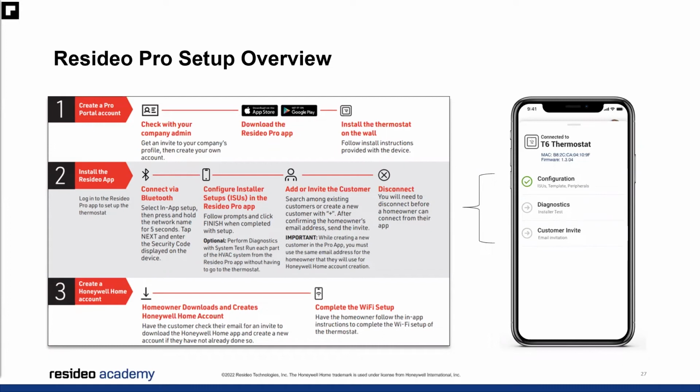Once that invite's sent, the customer will receive a personalized email that will say, hey, this HVAC company installed your thermostat. Here's a link to download the app if they don't already have it. Once they download the app and log in, they'll get a prompt to continue the setup and pick up where you left off.